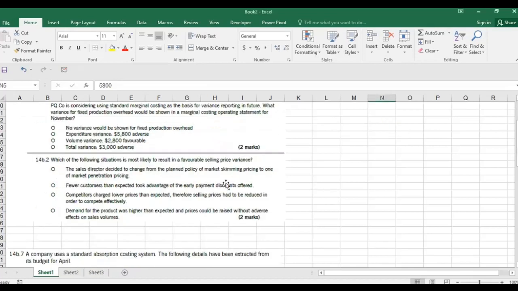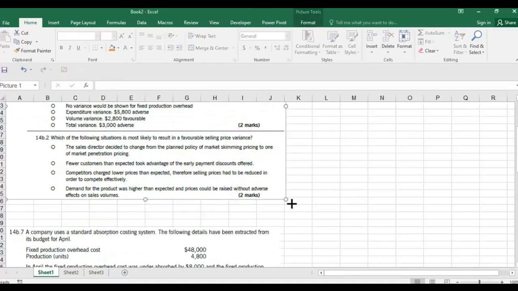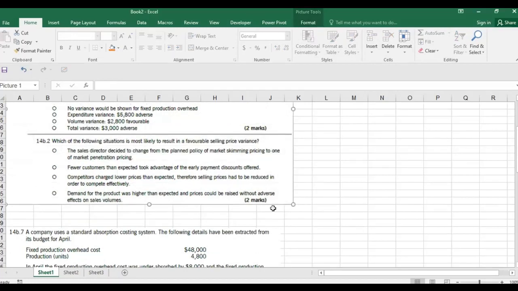Then we move to 14B2. It says, which of the following situations is most likely to result in a favorable selling price variance? Favorable selling price variance.